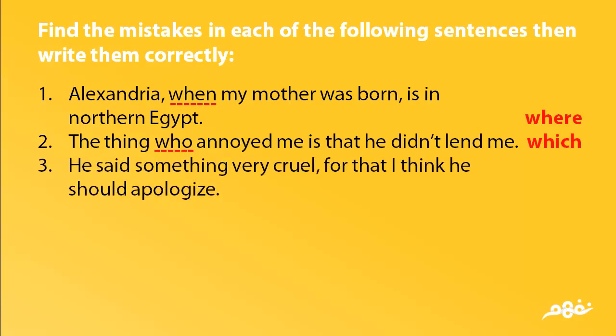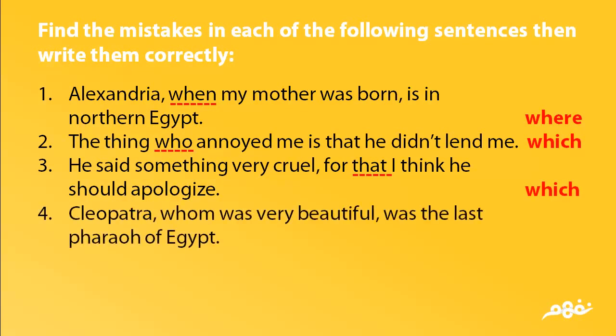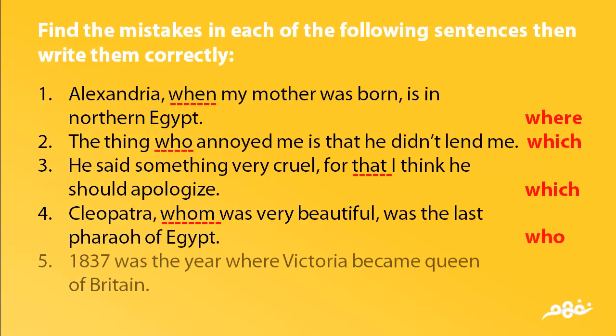He said something very cruel. For that, I think he should apologize. The mistake is that, and it should be which. Cleopatra, whom was very beautiful, was the last pharaoh of Egypt. The mistake is whom, and the correction is who. 1837 was the year where Victoria became Queen of Britain. The mistake is where, and it should be when.